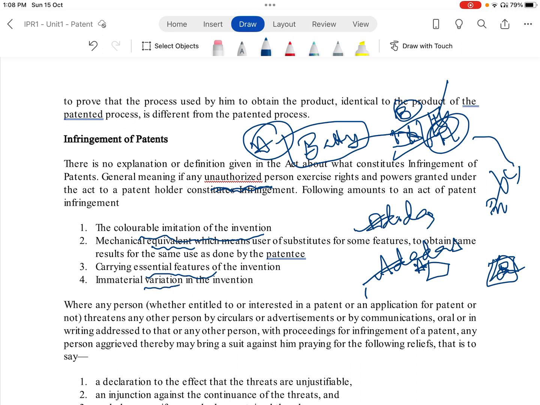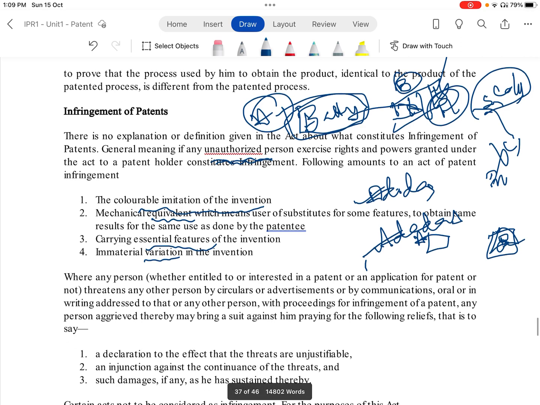Or some immaterial variations. A created a battery and B takes it and makes the screw sizes different, the coloring different, etc. If B makes such immaterial changes and sells it, then also it is called infringement. So colorable imitation, mechanical equivalent, carrying the essential features of the invention, or immaterial modifications to the invention are all called infringement under patent. Not only under the Patent Act, in any other act also, infringement is not defined. Infringement is certainly like this.